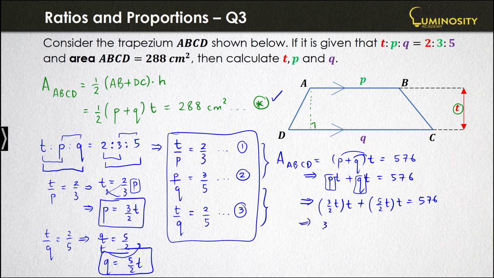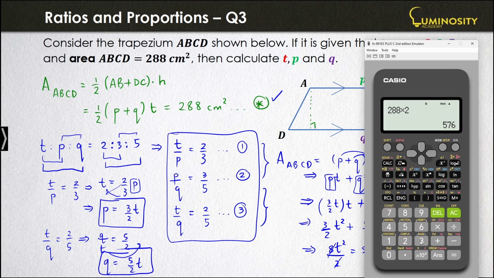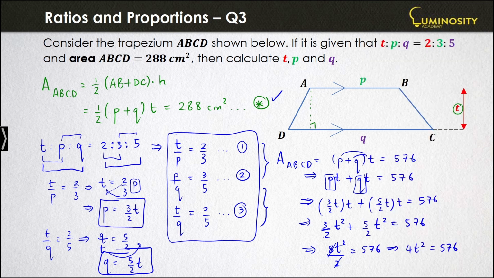So I'm going to get 3 over 2 T squared plus 5 over 2 times T squared equals 576. Because they have the same denominator of 2, I can add them. 3T squared plus 5T squared are like terms, so that's 8T squared over 2 equals 576. But 8 divided by 2 is 4, so I get 4T squared equals 576. Now I can divide 576 by 4, and I get 144. Therefore T squared equals 144. To find T, I square root both sides and get T equals plus or minus 12.